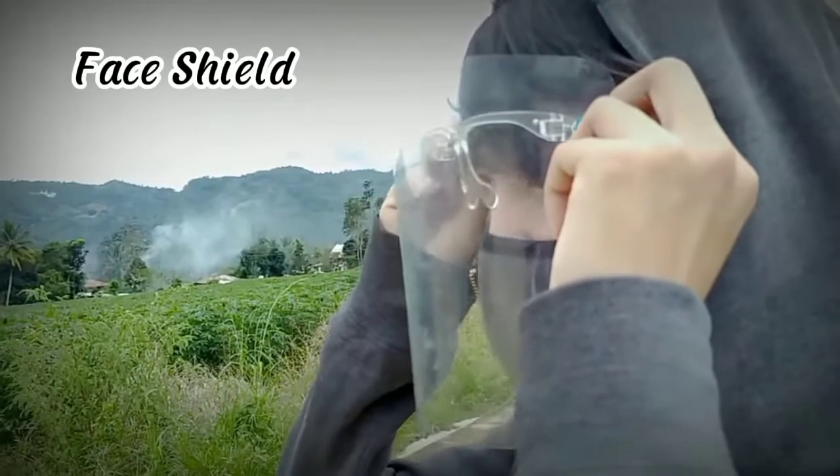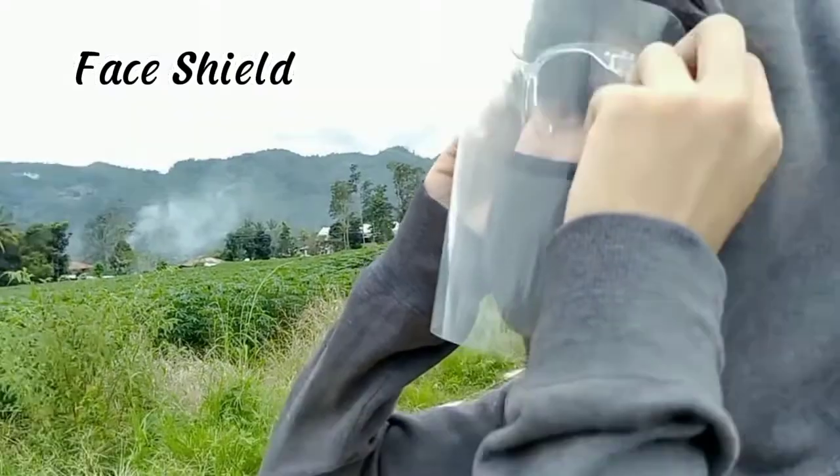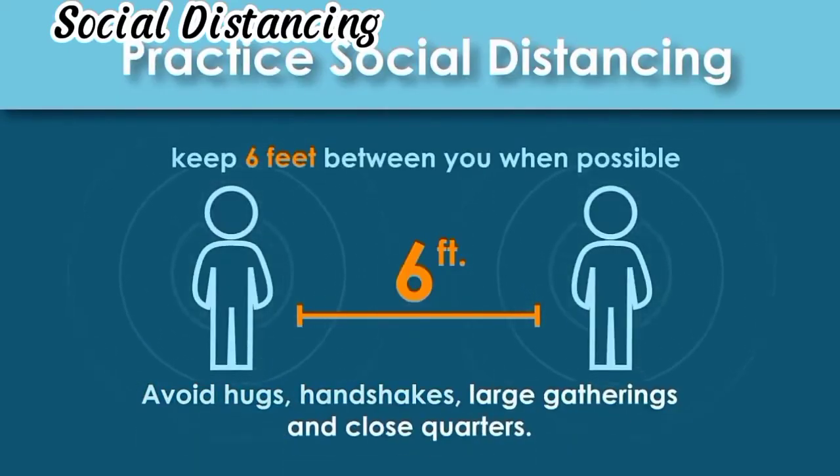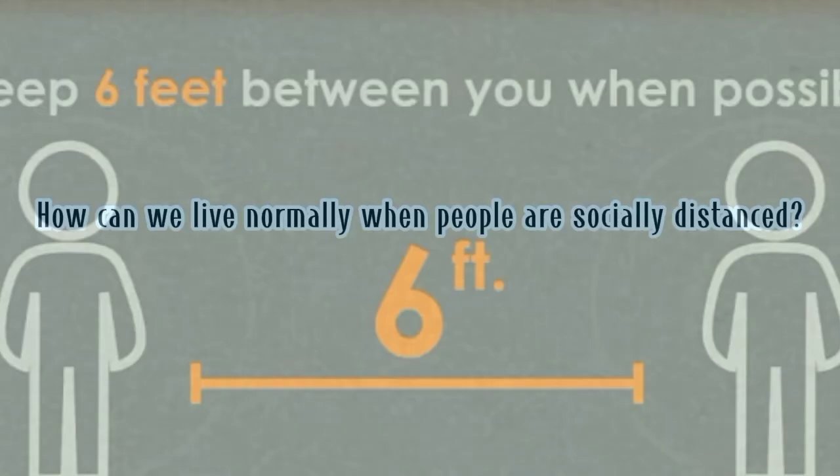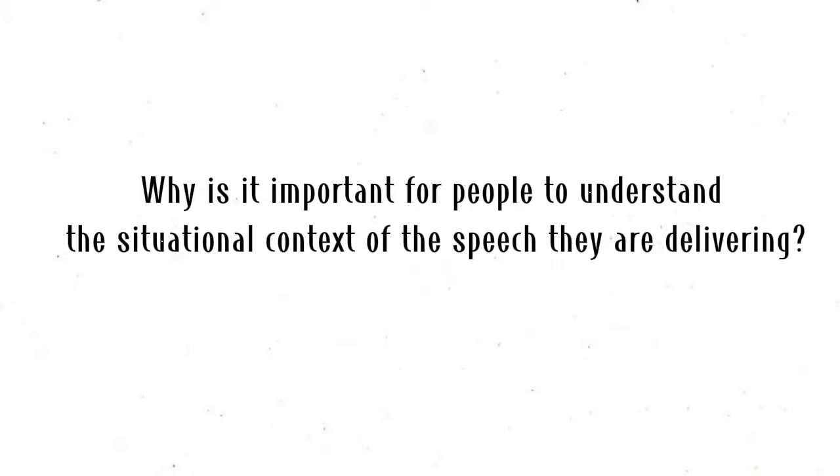Mask, face shield, and social distancing. This is now the new normal. How can we live normally when people are socially distanced? Why is it important for people to understand the situational context of the speech they are delivering?